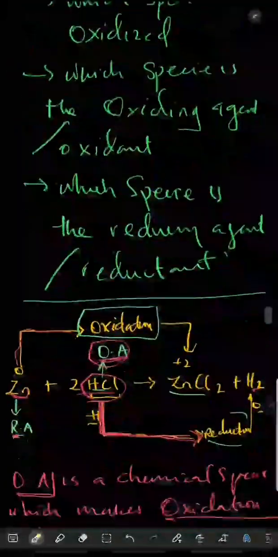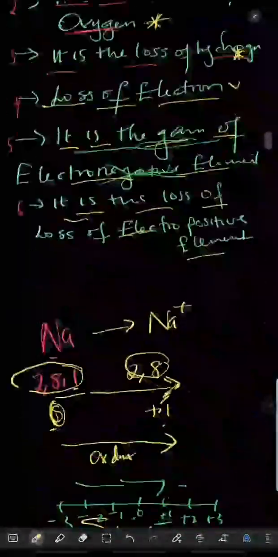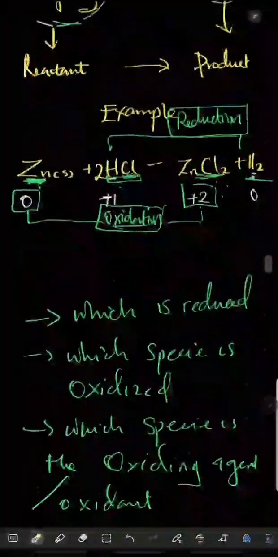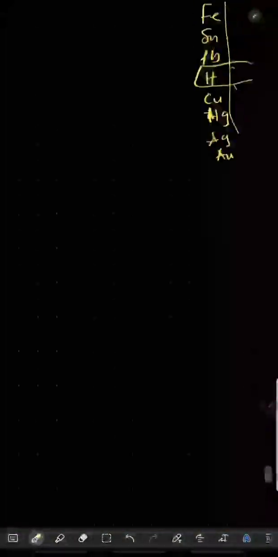Oxidation is the gain of an electronegative element. So reduction is the loss of an electronegative element. Now, back to my word.